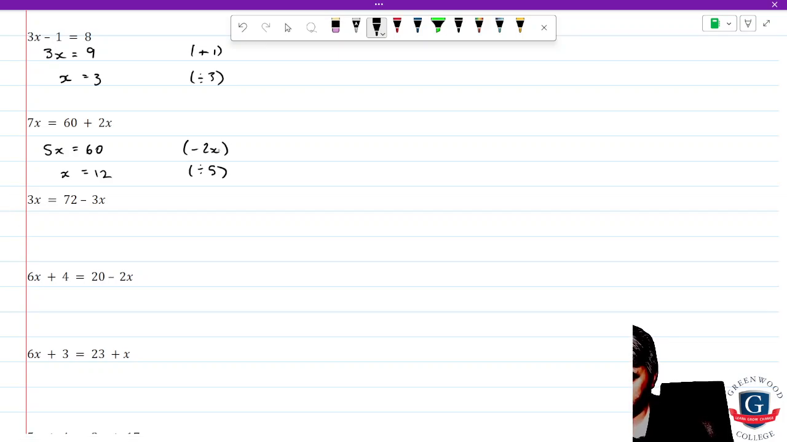So we've got 3x on both sides. We're going to add 3x to eliminate this part. So 6x equals 72. Divide both sides by 6. X equals 12 again.